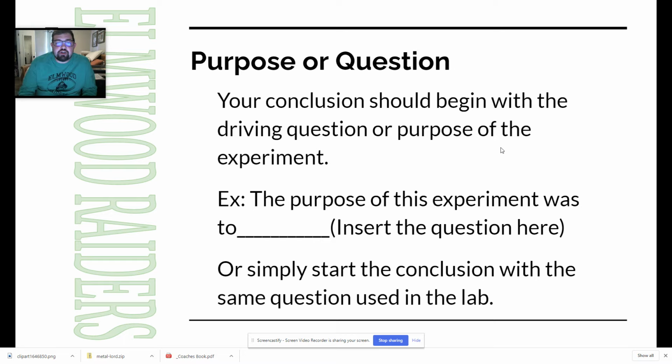First thing you're going to do in your conclusion is you're going to write the driving question or make a purpose statement about your experiment. So an example would be, the purpose of this experiment was to, and then you could put that question in that sentence as a purpose statement. Or you could simply start with the question from the lab that we were given. So I might say the purpose of this experiment was to find out how the mass changes the flight of a paper helicopter, for example, for our first experiment of the year.